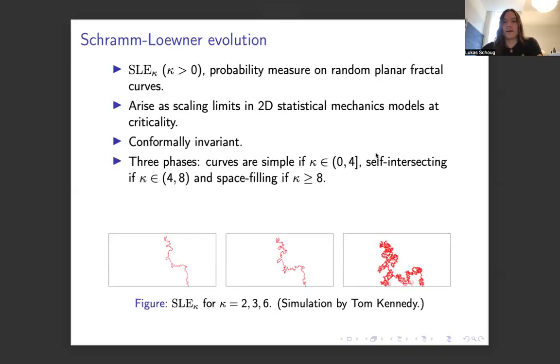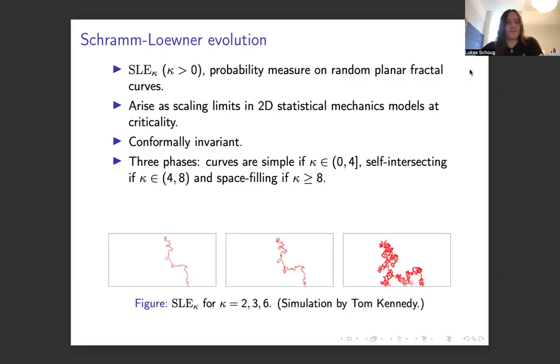So, as I assume or hope, most of you have at some point heard about the Schramm-Loewner evolution. This is a family of random planar fractal curves. They show up in two-dimensional statistical mechanics models. They were defined by Schramm 27 years ago. And it turns out to be a very important model. The analysis of these models has been awarded 2 Fields medals, so it's fairly popular.